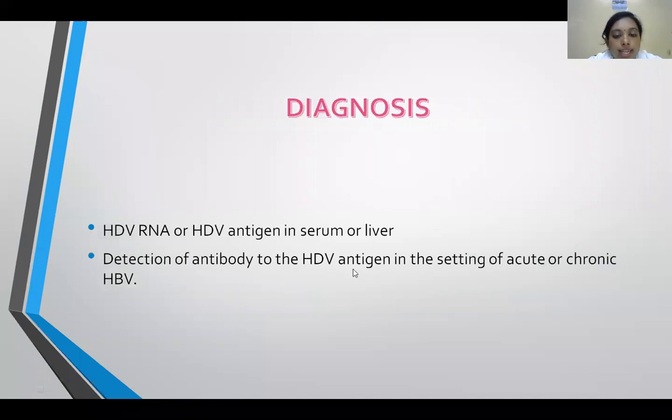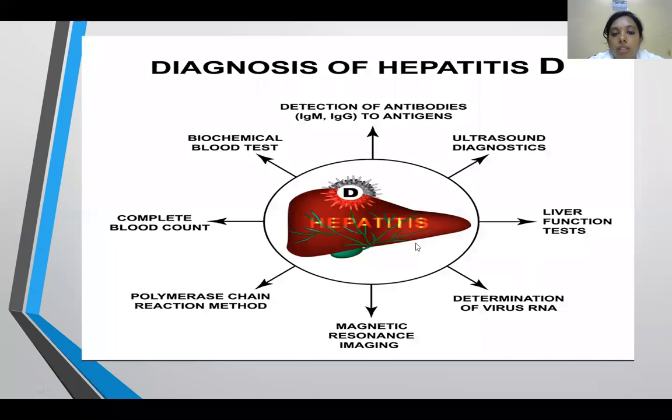Detection of antibody to the HDV antigen in the setting of acute or chronic hepatitis B virus. So see, this is the picture you can easily remember. Detection of IgM and IgG antibodies to the antigens. Ultrasound, what do you see? Liver pathology. Liver function tests, that is the enzymes. Determination of virus RNA, and MRI. If ultrasound requires further investigation, then you go for MRI.